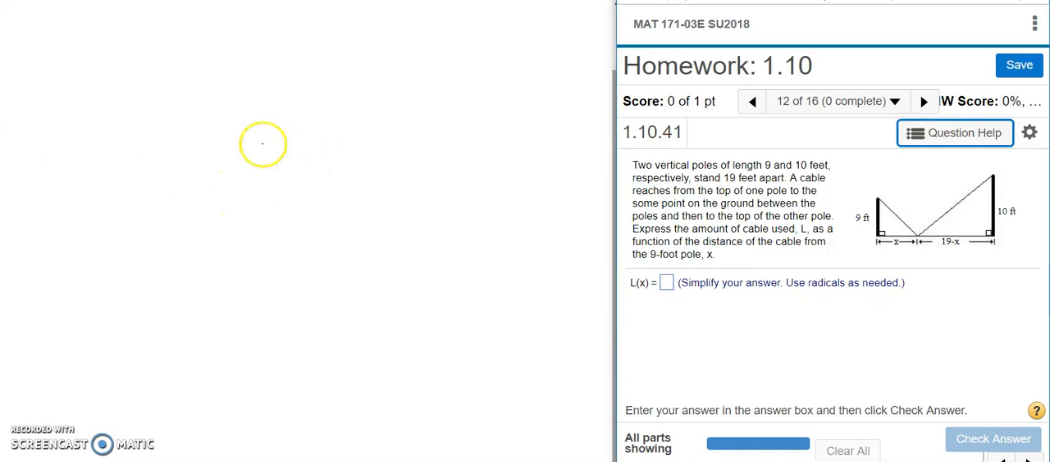So for this problem, it says two vertical poles of length 9 and 10 feet stand 19 feet apart. So here's my 9-foot pole, my 10-foot pole. This total distance is 19 feet. A cable reaches from the top of one pole to some point on the ground between the poles. So we don't know it's in the middle. It could be more to one side than the other. It doesn't say. And then it goes to the top of the other pole. So it goes from one pole somewhere on the ground and then to the top of the other pole.